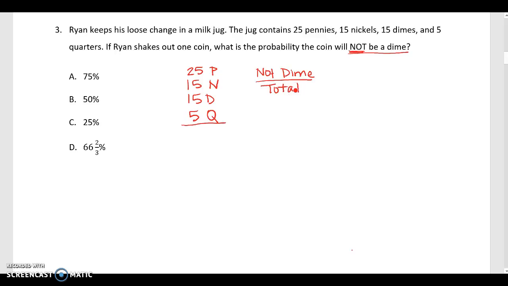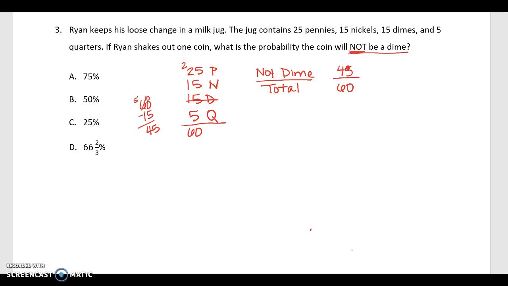So let's go ahead and find our total, right? 5 plus 5 is 10, plus 5 and 5 is 20. So 60 is my total, right? And I'm looking for not a dime. So let me take dimes out. Dimes are 15, so we're going to do 60 minus 15. 6 becomes 5. 10 minus 5 is 5. 5 minus 1 is 4. So 45 over 60. But can we reduce it?